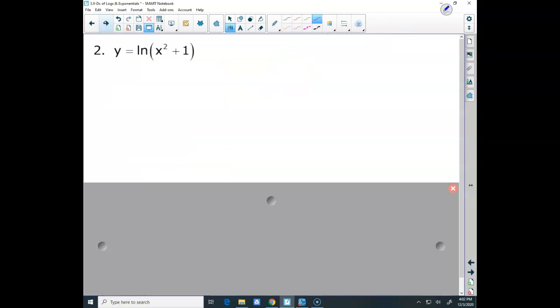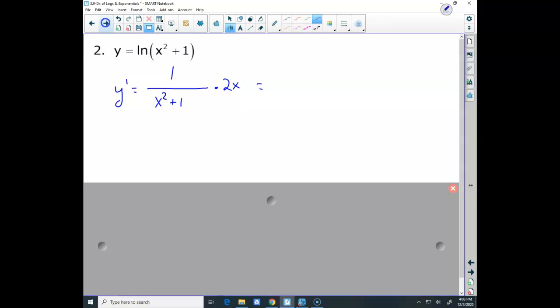Moving along. What is this one? Again, see now here I can't power rule that out because I have x squared plus 1. I have a sum in there. I couldn't even expand this because it's not a product. What is y prime? y prime equals 1 over the argument times the derivative of the argument.